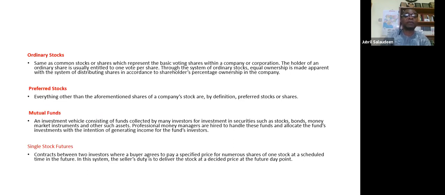So you have ordinary stocks, you have preferred stocks, you have mutual funds. A few Islamic financial outfits operate that way in Nigeria, and they provide mutual funds, which is an investment vehicle consisting of funds collected by many investors. So they pool money from different people, either on a monthly, quarterly, biannual, or annual basis. You put the funds together, and because of their knowledge of the financial market, they are able to invest in securities such as stocks, bonds, sukuk, money market instruments that are compliant to the Sharia, and assets that are Sharia compliant, and they manage it. They take their brokerage from it, and they pay the profit that is left among the investors based on their investments. So you also have single stock futures.